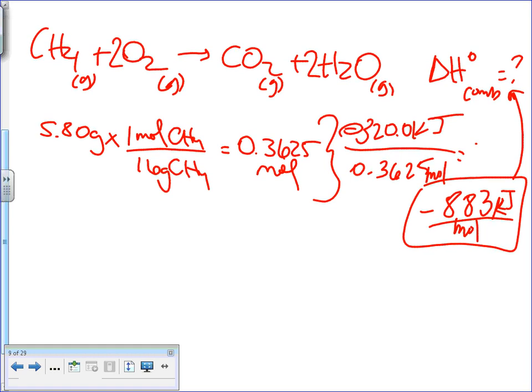Okie dokie? So if I know this information, that means that per 1 mole of methane combusted, that amount of energy would be released. But I had obviously a lot less than a mole, so that's why only 320 kilojoules was released and not 883. So it's proportional. This can be used as a conversion factor as well, anytime you need to convert from moles reacted or moles combusted to energy evolved. That's what the next one is.